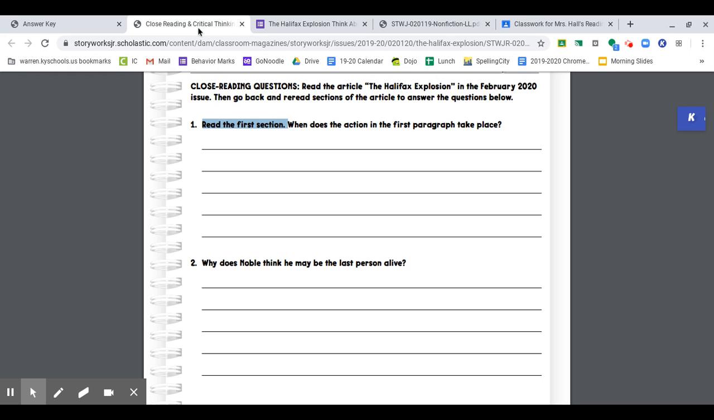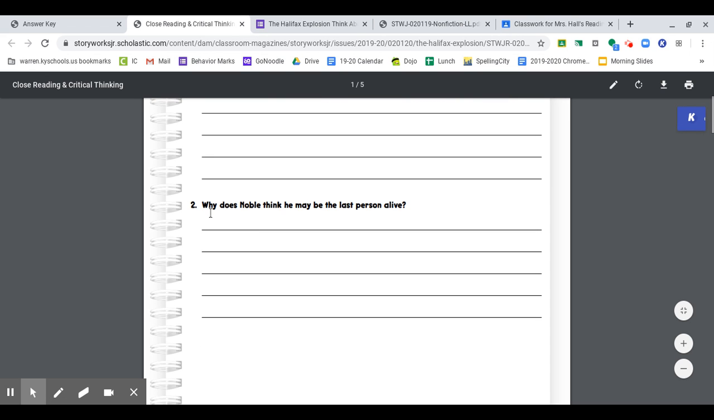The next page, next number, why does Noble think he may be the last person alive? Why does he think that? So that's talking about right after the explosion, what happens or what does he see that makes him think that he's the last person alive?